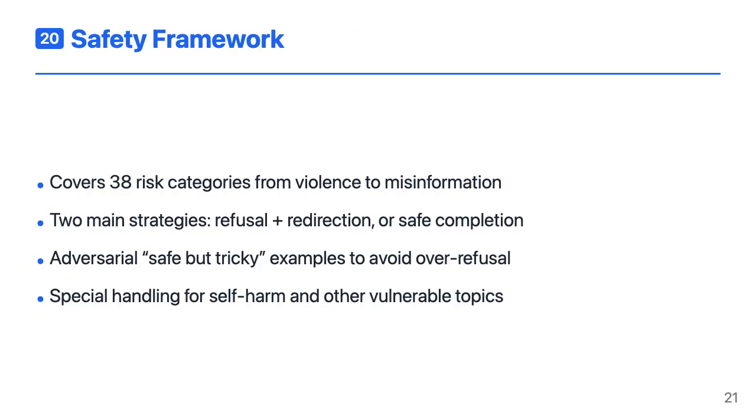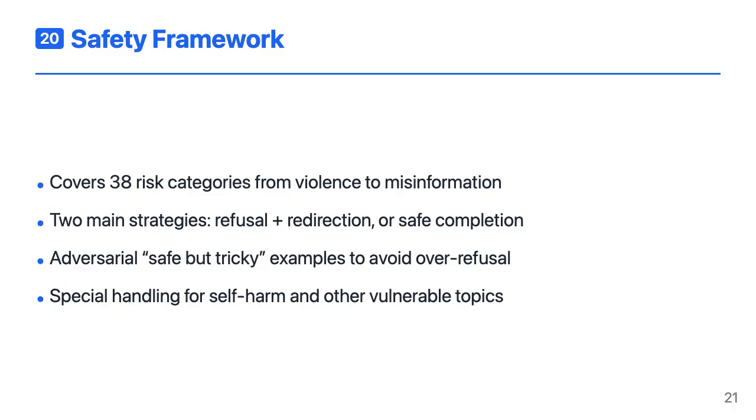Safety is handled through a fairly detailed framework spanning 38 risk categories, including child safety, weapons, privacy, misinformation, political manipulation, and more. The model is trained to either refuse and redirect, explaining risks and pointing to safer topics, or to provide a bounded, supportive answer, which they call safe completion. Self-harm is a good example. Instead of a blunt refusal, the model is trained to respond empathetically and point to professional resources.